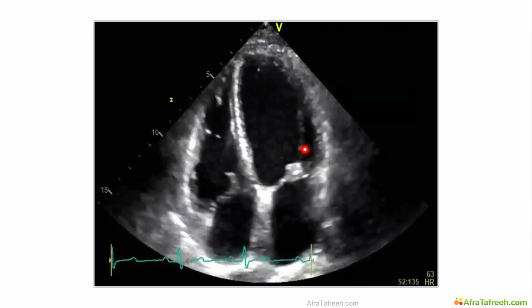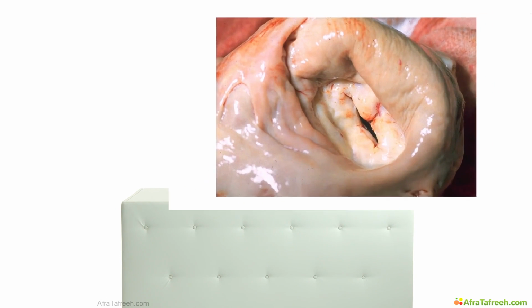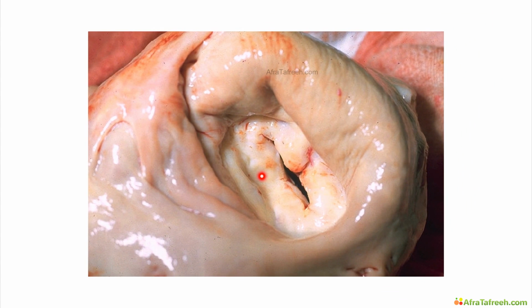There is obstruction to inflow, as you can see right here at the mitral valve. Here is an autopsy specimen of a patient with mitral stenosis. What do we see? Well, the mitral valve is massively thickened and the opening is reduced. We only see a little slit here, as a matter of fact.